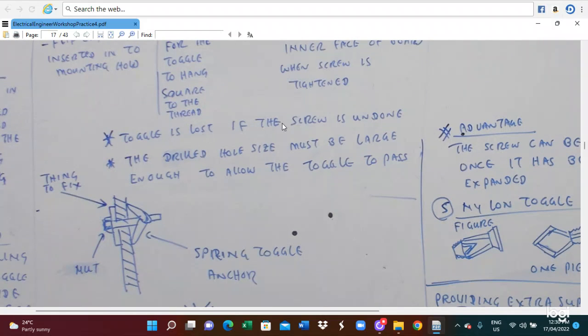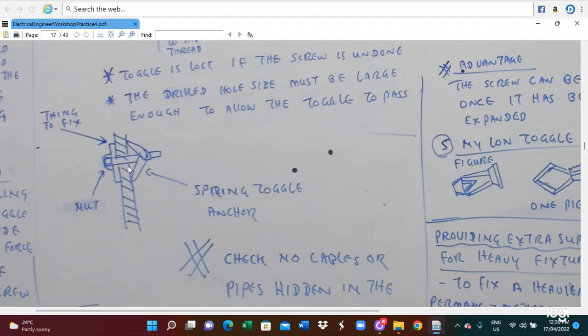The dog loosens when the screw is undone. The drilled hole size must be large enough to allow the dog to pass. So this is for the fixing of the dog anchor, the spring dog anchor.